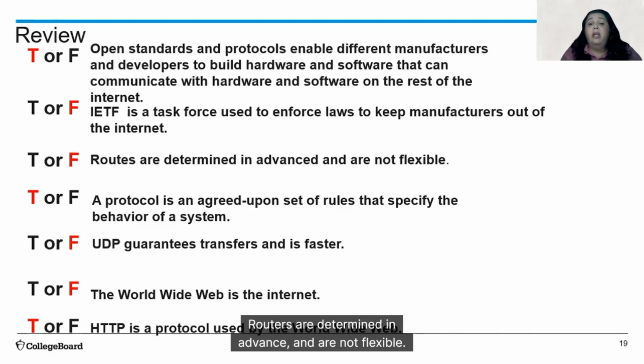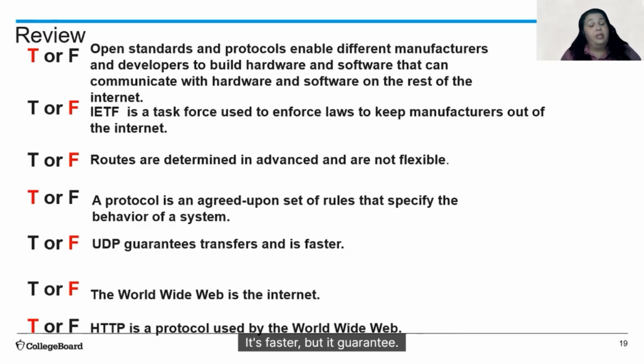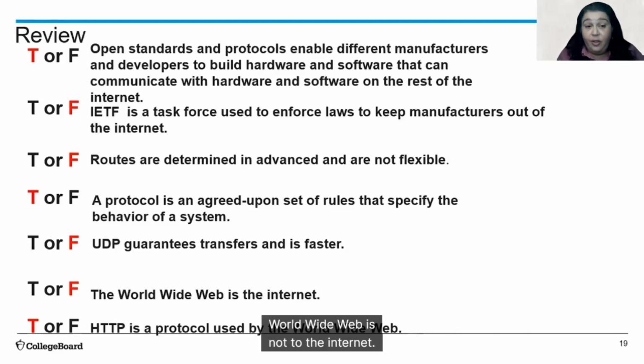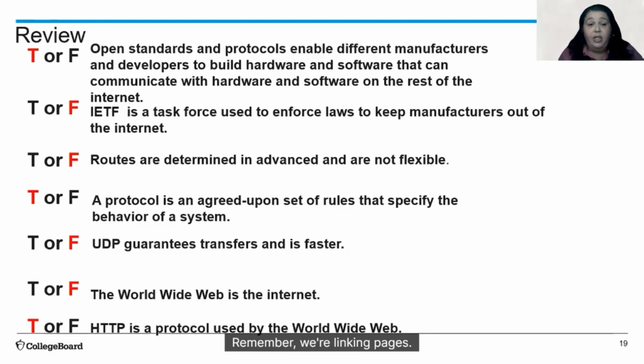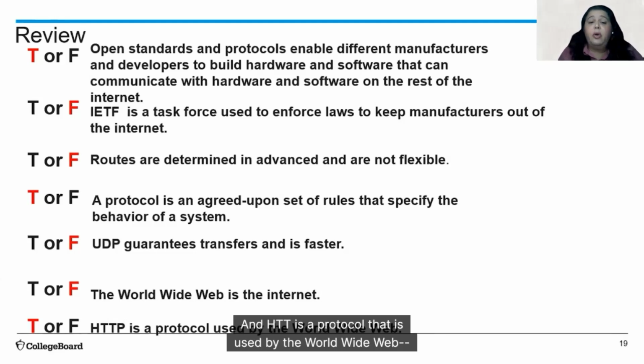Routers are determined in advance and are not flexible. No way, totally the opposite. Routers help push things along. They're really flexible. They're like, hey, if you can't take it, maybe I can send it your way. Protocol, definitely a set of agreed upon rules. UDP guarantees transfer and it's faster. It's faster, but it doesn't guarantee. World Wide Web is not the internet. Remember, we're linking pages. And HTTP is a protocol that is used by the World Wide Web.